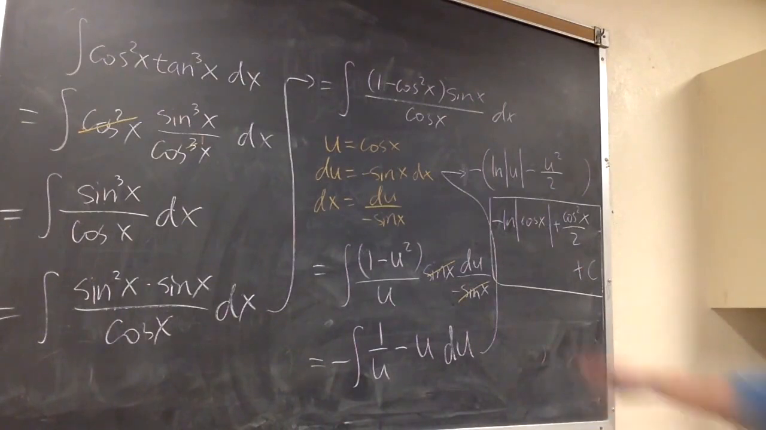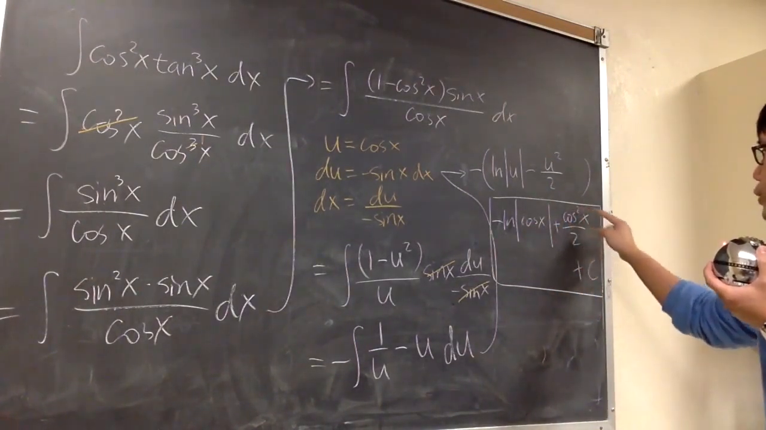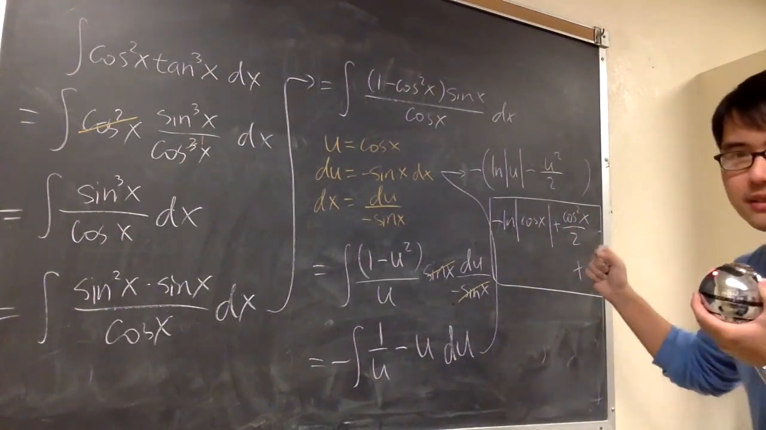This is it. Negative ln absolute value of cosine x, plus cosine squared x over 2 plus C. This is it.